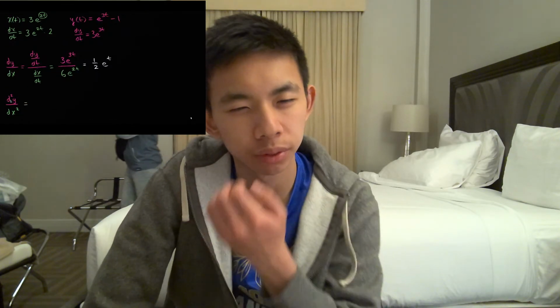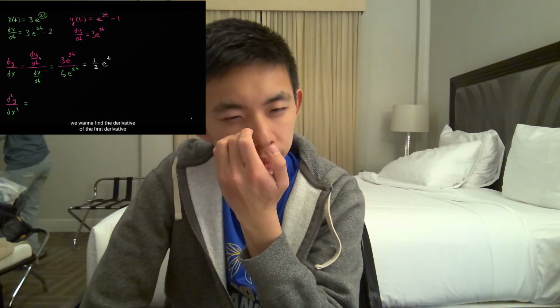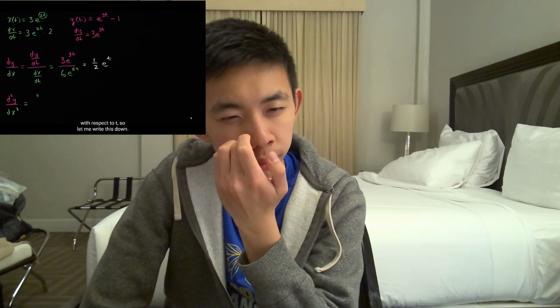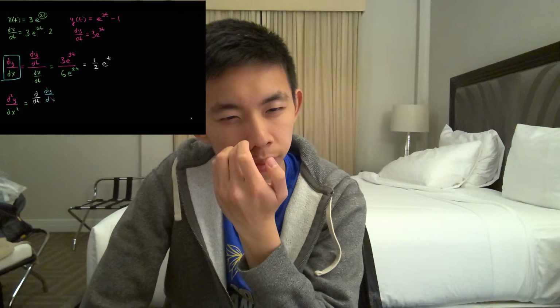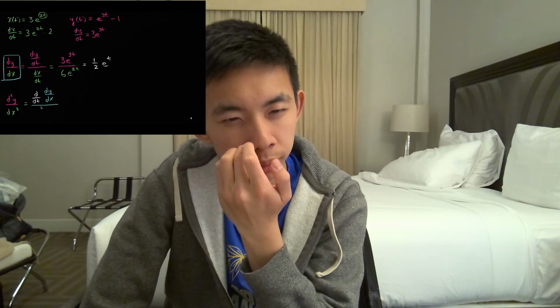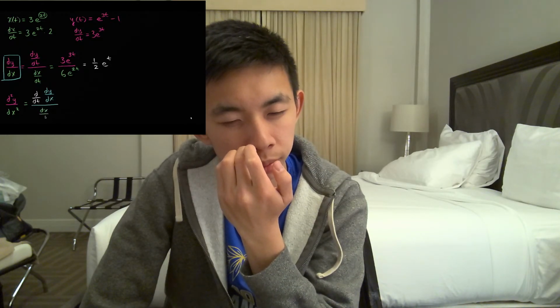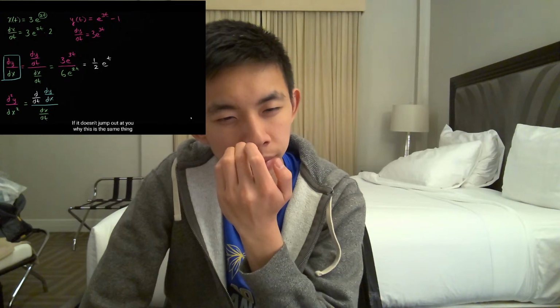If you want to find the rate of change of something with respect to x, you find the rate of change of that something with respect to t and divide it by the rate of change of x with respect to t. So we want to find the derivative of the first derivative with respect to t. So let me write this down. We want to take the derivative with respect to t in the numerator of the first derivative, which I will put in blue now, of dy dx, all of that over dx dt.